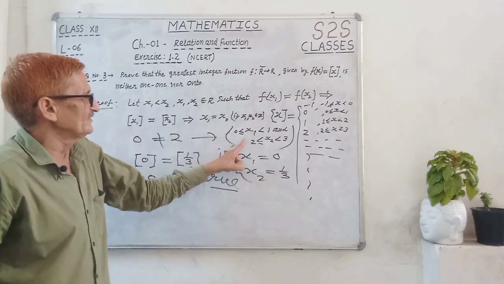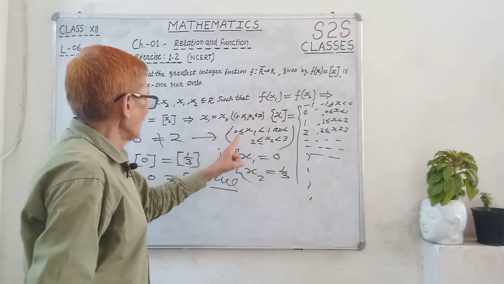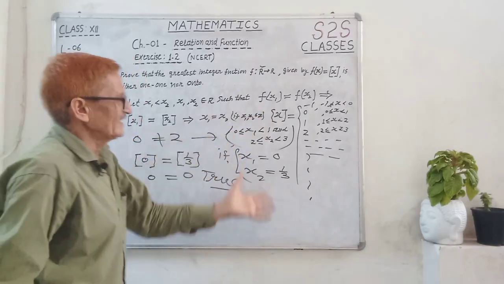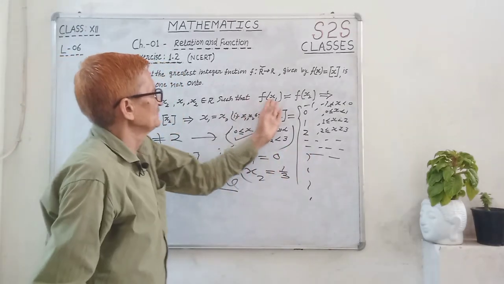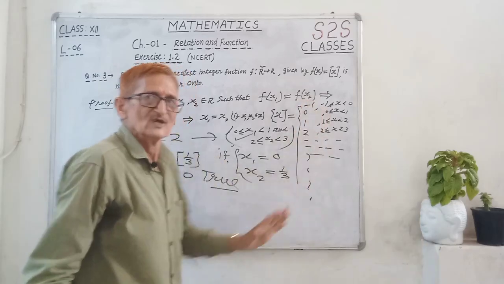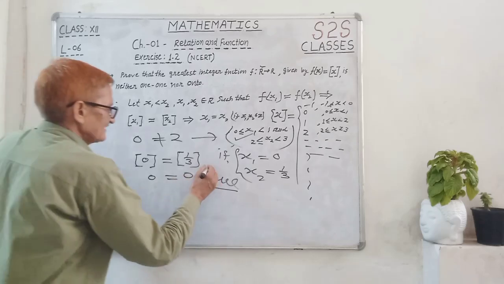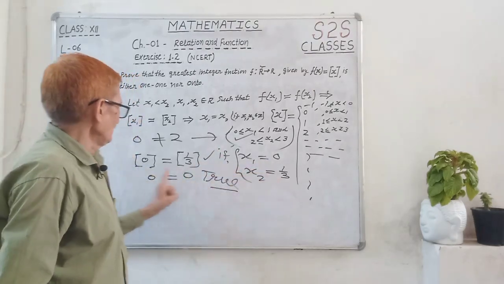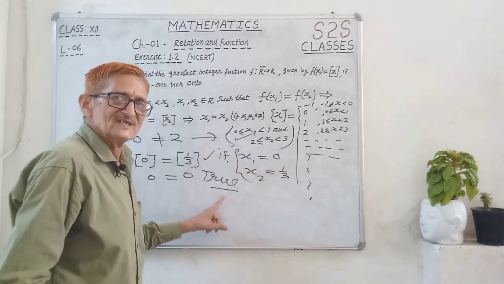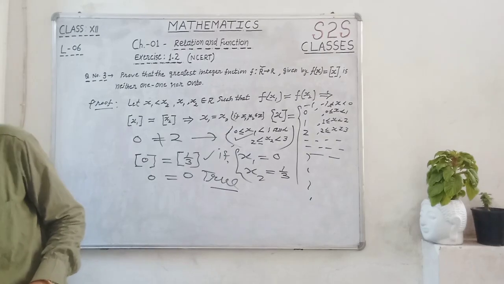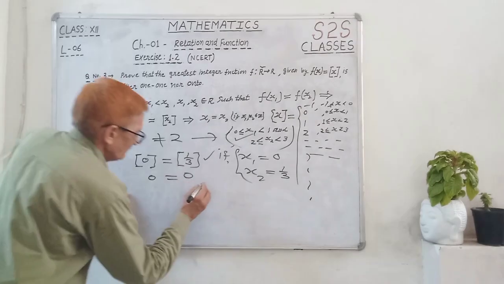It means for this example, the images of both are equal. So on different numbers x1 and x2 the image is the same. For different inputs the image is the same, which means the function is many one. Understand? It is many one.